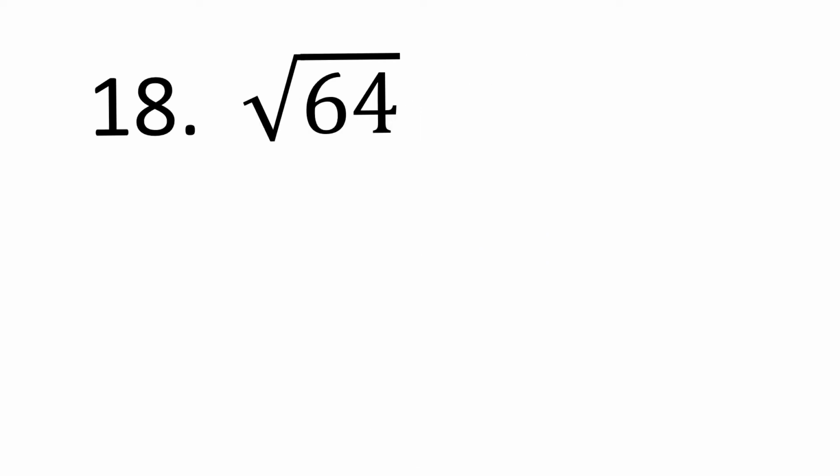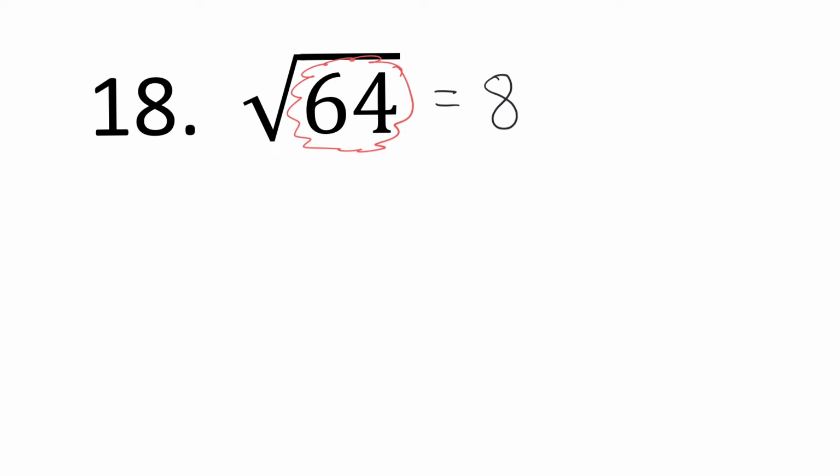18, you have the square root, not an exponent of 1/2, so it's already a radical. But if you notice, we have the square root of 64. This number is a perfect square number because we can find the square root of 64 by multiplying 8 times 8. 8 times 8 will give you 64. So that means that the square root of 64 is the number 8, because if you square that number, it will give you the number inside of the radical.